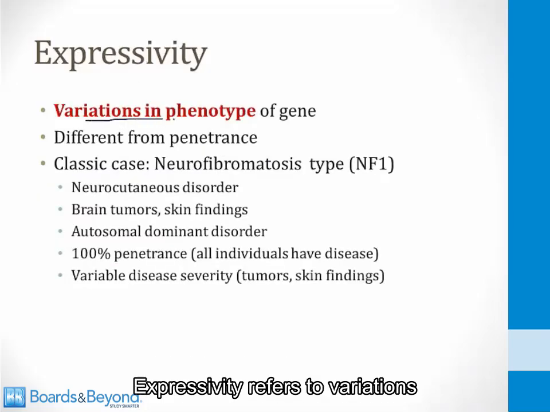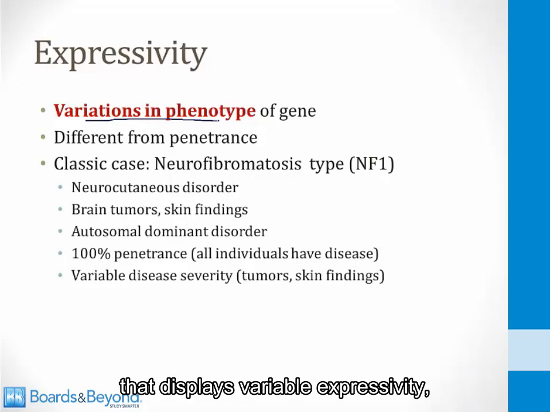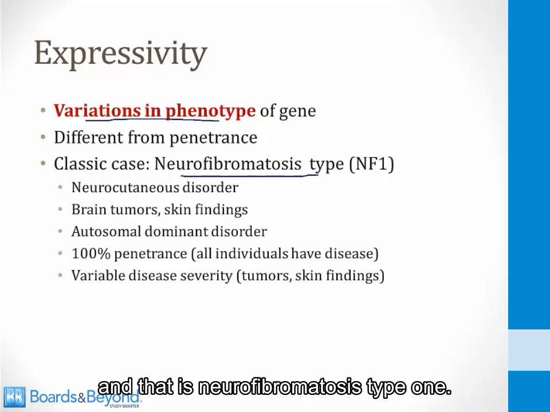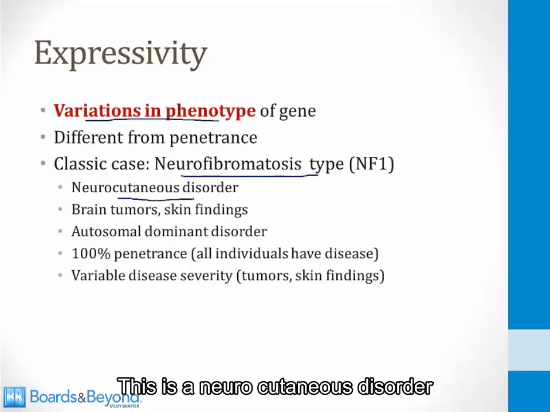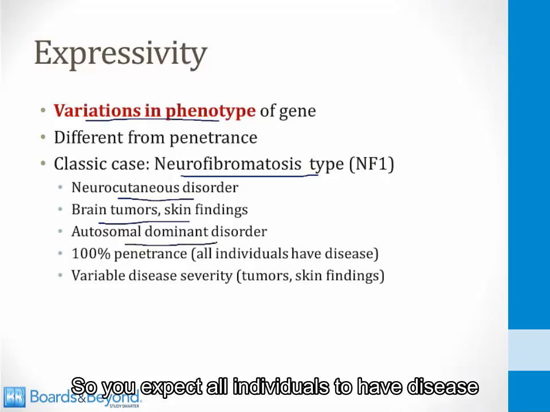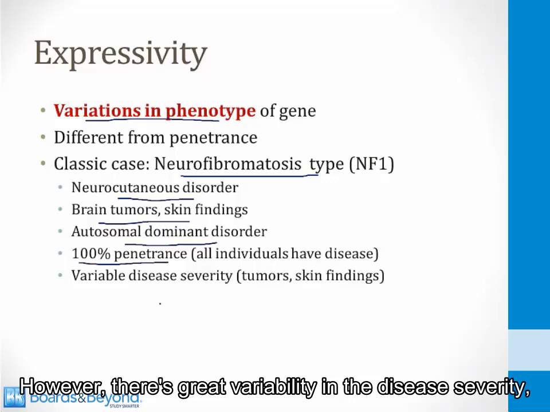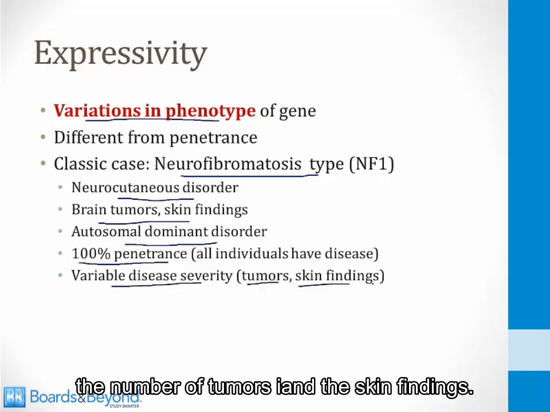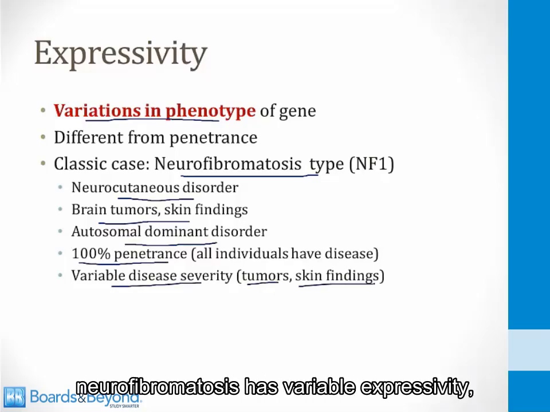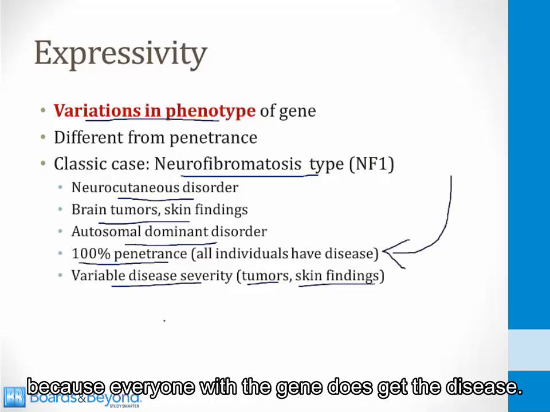Expressivity refers to variations in phenotype of an abnormal gene. This is different from penetrance, and this is often a point of confusion. To understand this, let's discuss a classic disorder that displays variable expressivity, and that is neurofibromatosis type 1. This is a neurocutaneous disorder where patients develop brain tumors and characteristic skin findings. It's an autosomal dominant disorder, so you expect all individuals to have disease, and in fact they do all have disease. This disorder has 100% penetrance. However, there's great variability in the disease severity, the number of tumors and the skin findings, and for this reason neurofibromatosis has variable expressivity, although it has 100% penetrance because everyone with the gene does get the disease.